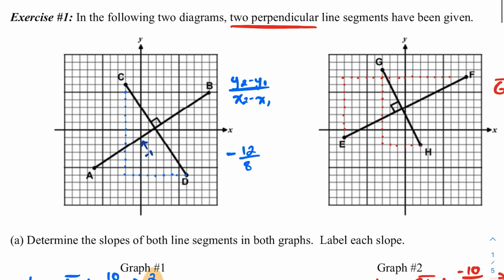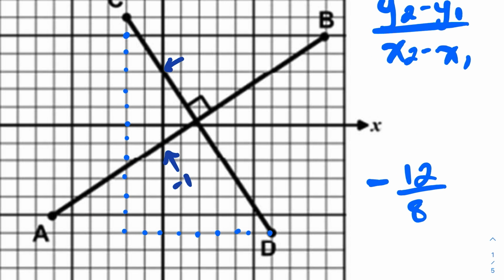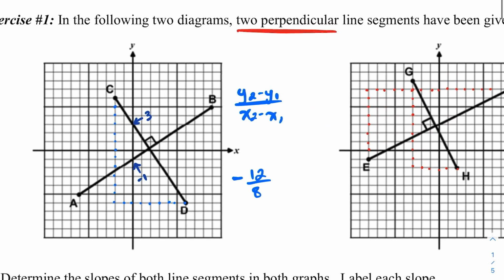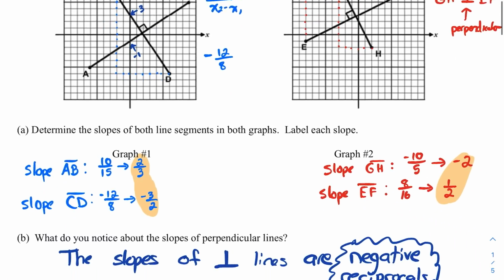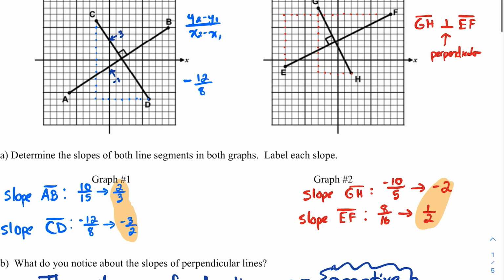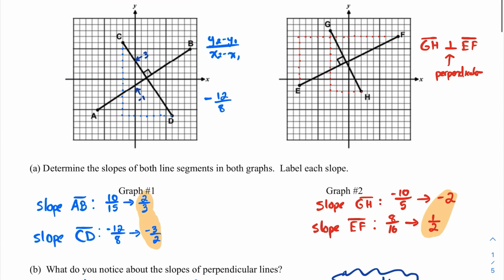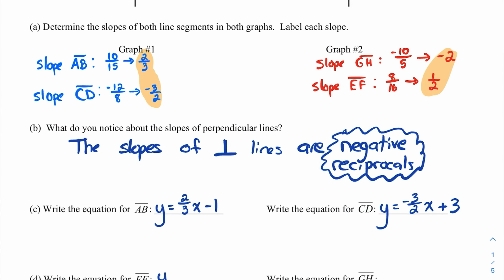The equation for CD, it looks like the y-intercept is at 3. So -3/2 x plus 3. Let's go ahead and look at EF. EF has a y-intercept of 3 as well, but a slope of 1/2, so 1/2 x plus 3.